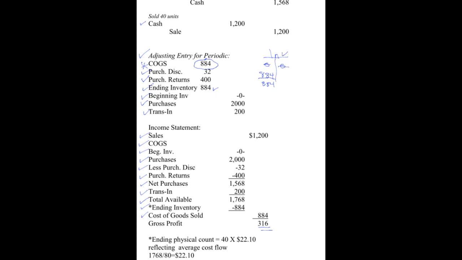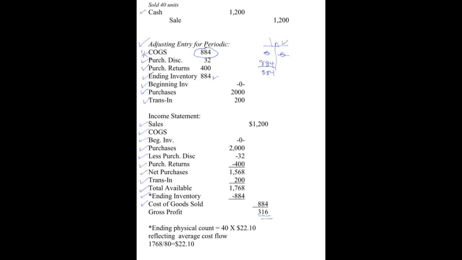Well, we have $1,768 total costs involved in our inventory. And when we go out, we count. We know we had a total of 80 units. So if you take the 1768 and divide it by 80, it comes up to a cost per unit of $22.10. And $22.10 times 40 is how much we have left, and that's where we get the $884 that we show as ending inventory. So that shows you what you do with a periodic inventory system.